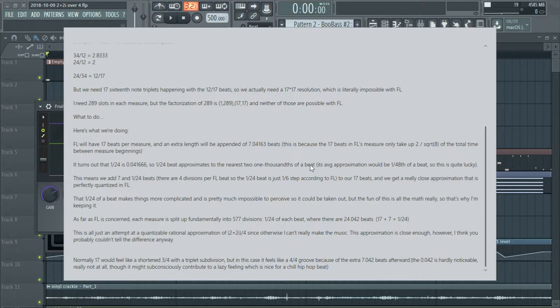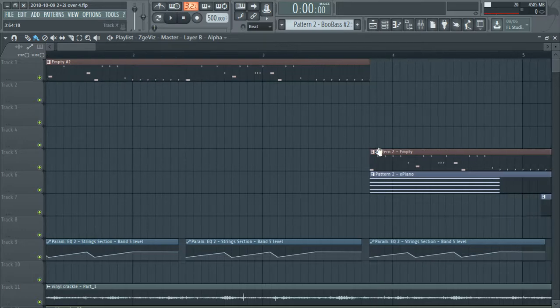Yeah, to the nearest 2/1000th of a beat. But remember, a beat is actually a 16th note triplet. So it's like the nearest 2/1000th of a 16th note triplet. So what we can do is just add exactly a 16th note triplet as far as FL is concerned, which is 1/24th. So if we go into the project, you can see this.